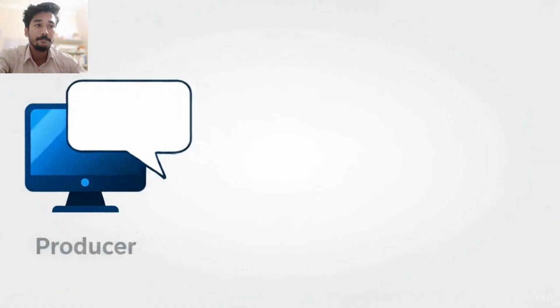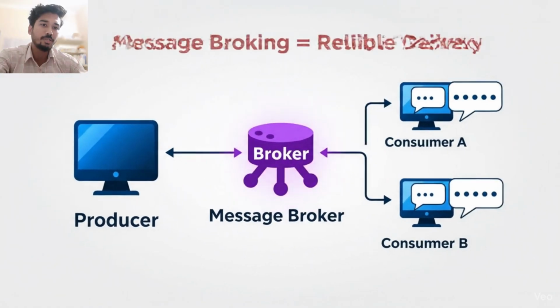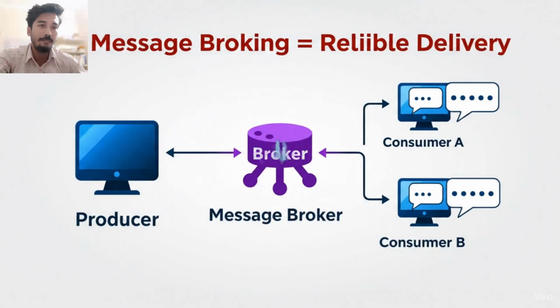Now, in a real world scenario, there can be multiple consumers to what the producer is sending. So, in short, a message broker is the middleman that safely delivers information between different apps or services. And message broking is the process of delivering information safely from one end to another end.